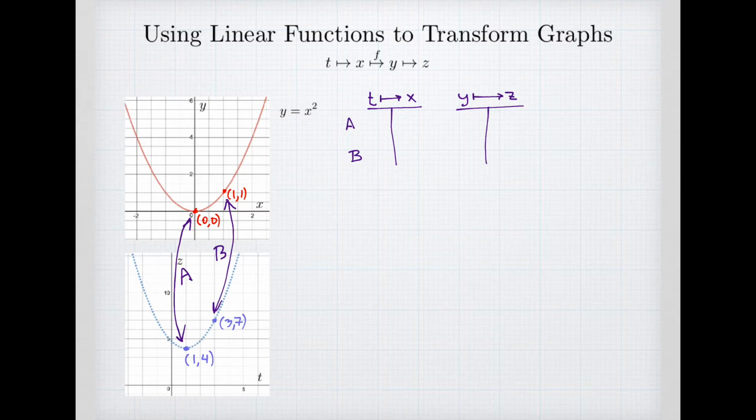When I have my vertex, point A, I start with a t of 1 and I go to an x of 0. So I go from a t of 1 to an x of 0, and then I go from a y of 0 back to new data, z of 4. So I go from 0 to 4. For my second point, my t value is 3, and my z value is 7. My x, y point goes from 1 and 1.